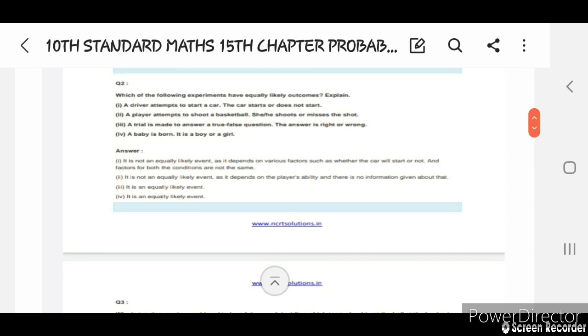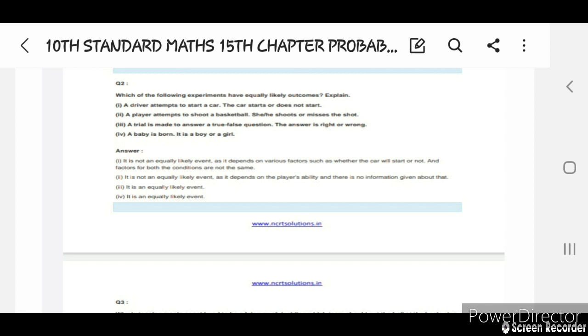Next, a player attempts to shoot a basketball. He shoots or misses the shot. It is not an equally likely event because it depends on the player's ability. They did not describe the player's ability, whether he is a good basketball player or not. So we cannot say whether the shot goes in or misses.